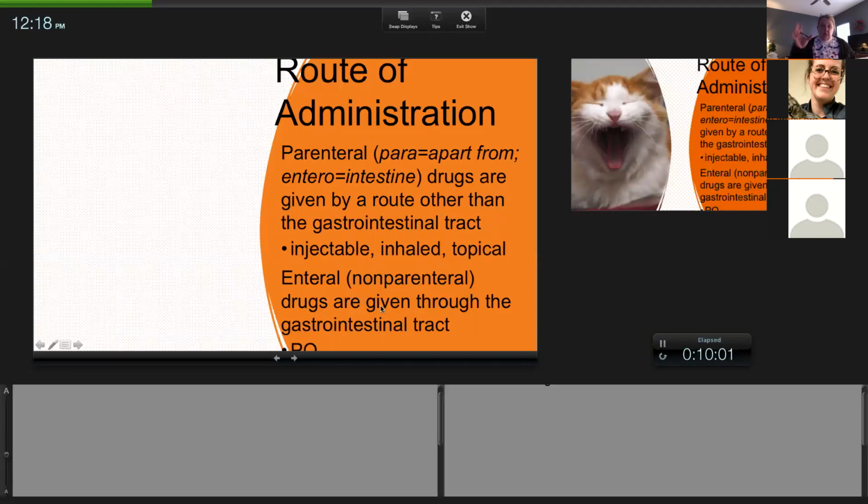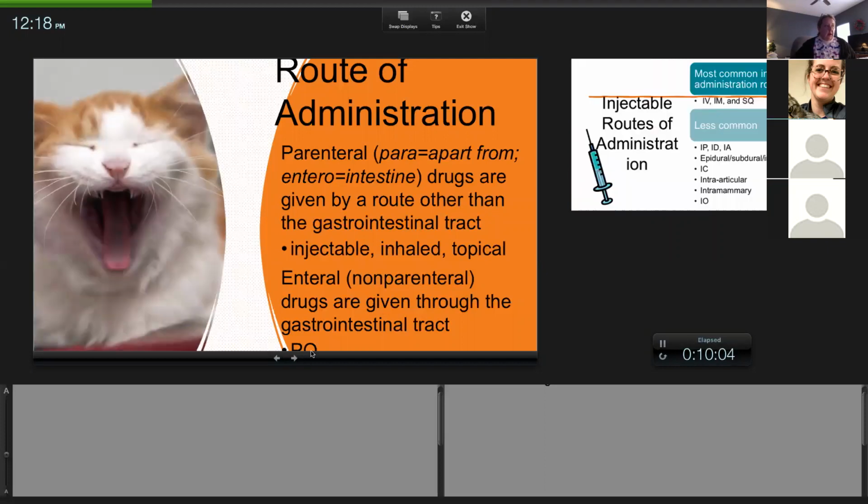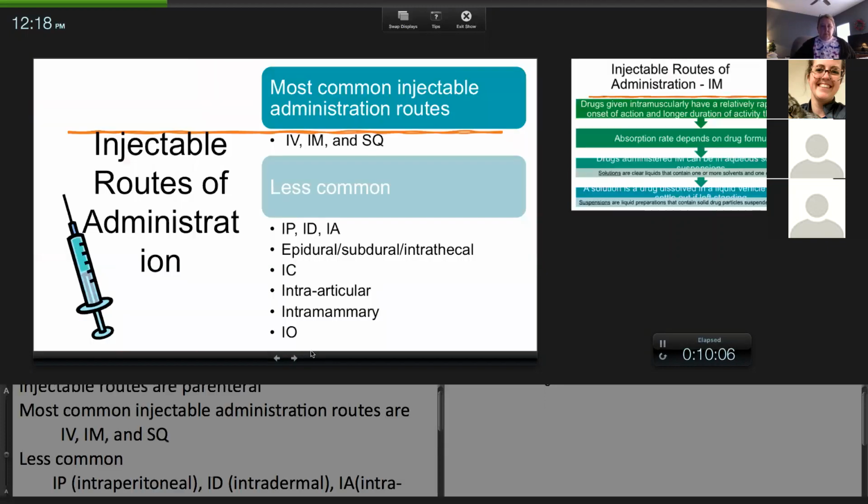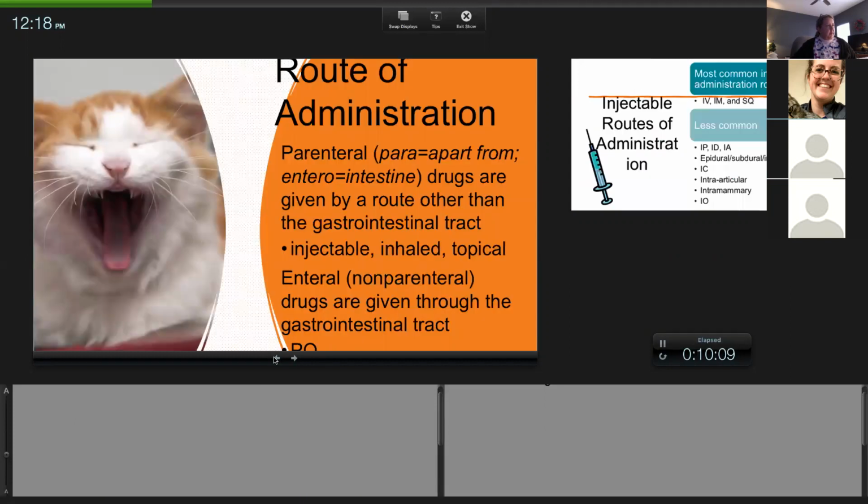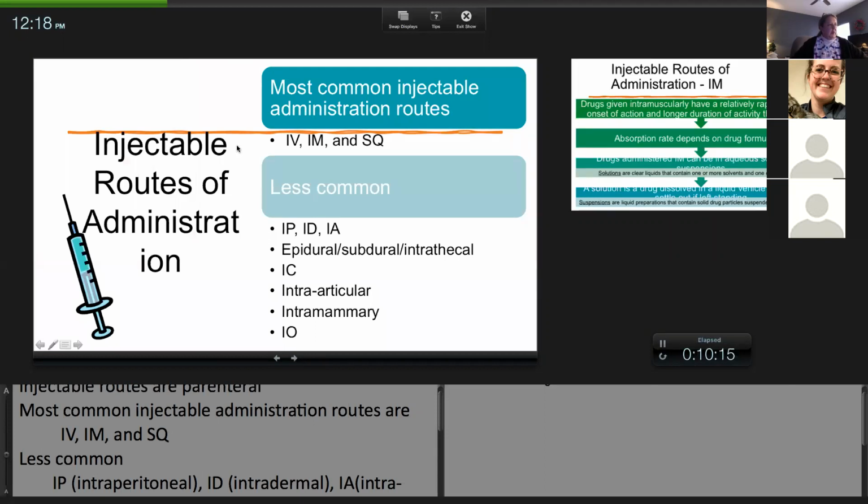Okay, so some medications are going to go oral, and that's PO, and some are going to go injectable. So injectable, IM, IV, and sub-Q are the most common routes that we use. IP is intraperitoneal, so sometimes that's used in exotics, since drugs can be absorbed in the peritoneum, which is the lining of the abdomen. Intradermal, sometimes we give things in the skin layer, like when you're doing skin testing.